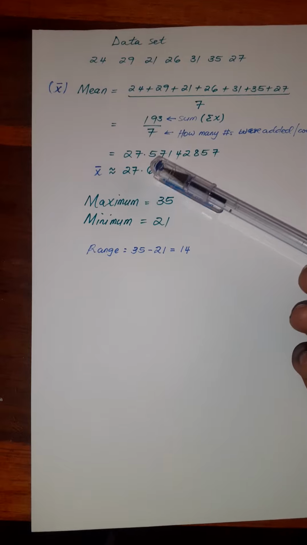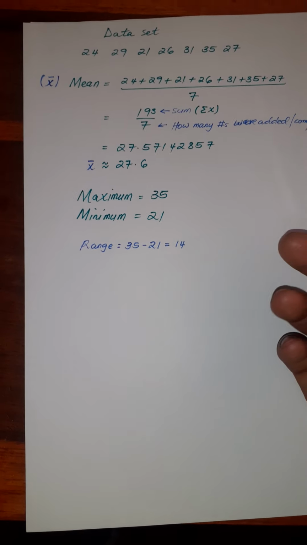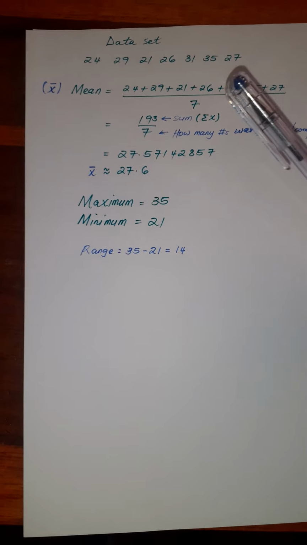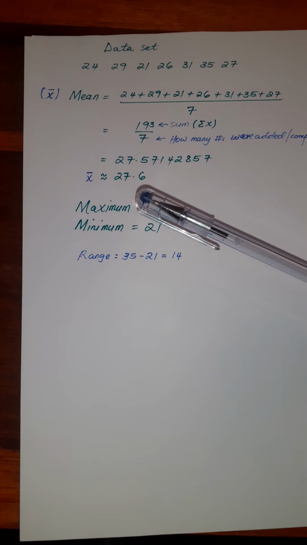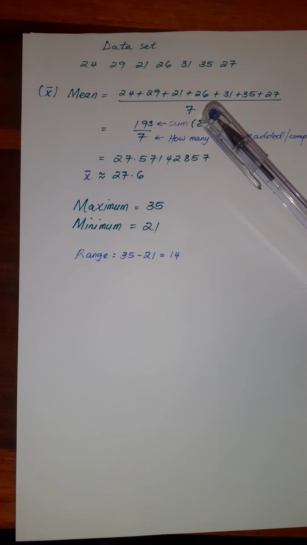The maximum is very easy. You just check the highest of them, and then the lowest, that will be the minimum. And then the range, you take the highest minus the lowest.